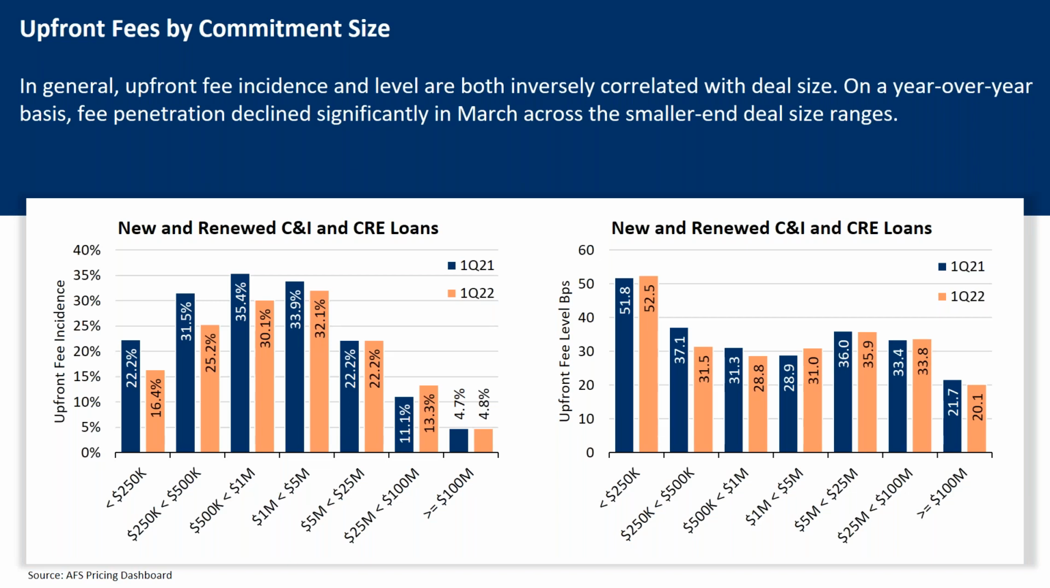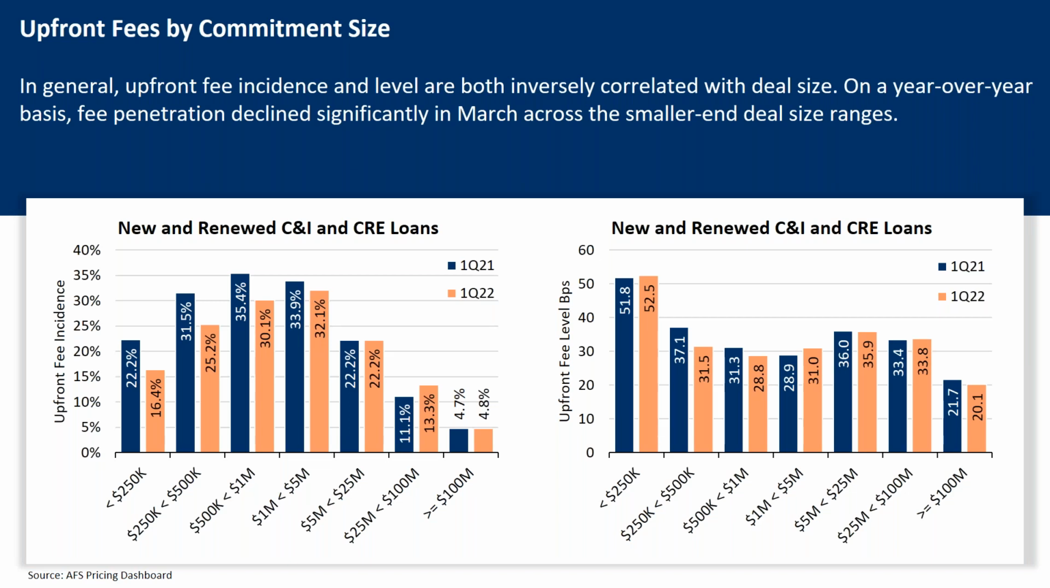So you can see for the smaller end loans, those that are under 250,000 in size, maybe more of your business banking loans, fee incidence declined from 22% to 16%. And we saw declines of similar magnitude for loans that are less than $500,000 in commitment size and those less than $1 million. But still on an absolute basis, the fee incidence, fee penetration, as well as the fee levels, they tend to be a lot lower in the larger end of the deal size space.